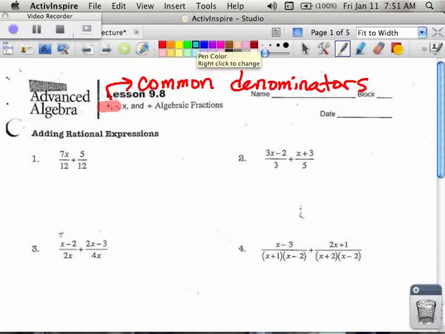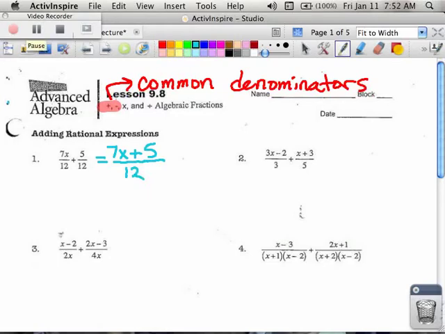In this first example, number 1, what you'll notice is that the denominators are both the same. They're both 12. So that's great. We don't have to really do a ton of work there. You just leave the denominator if they're the same, and you just put the two top things together. Since those are not like terms, you just write them down, and you're done.